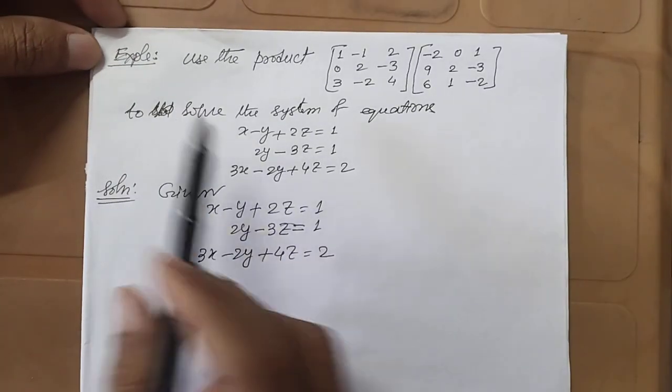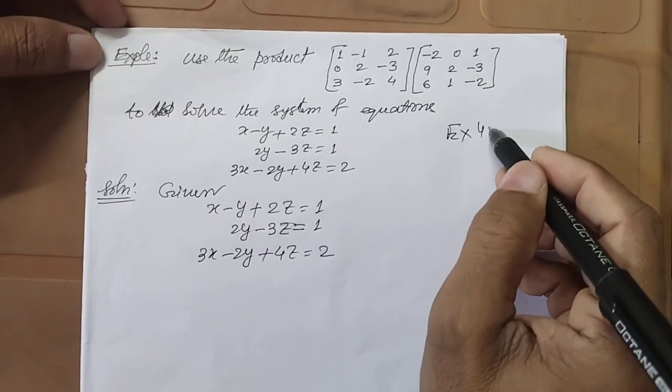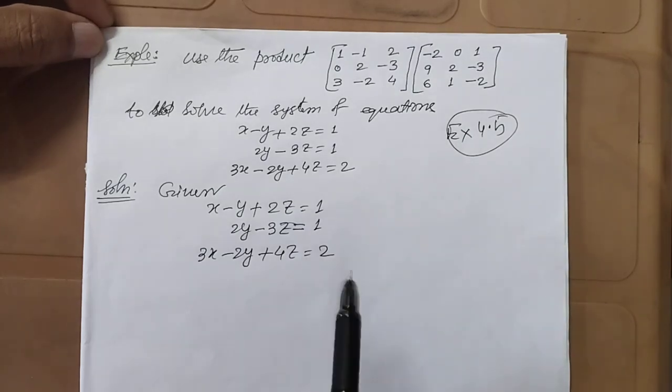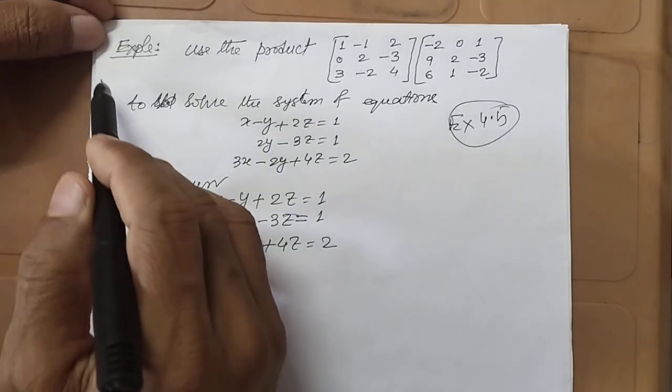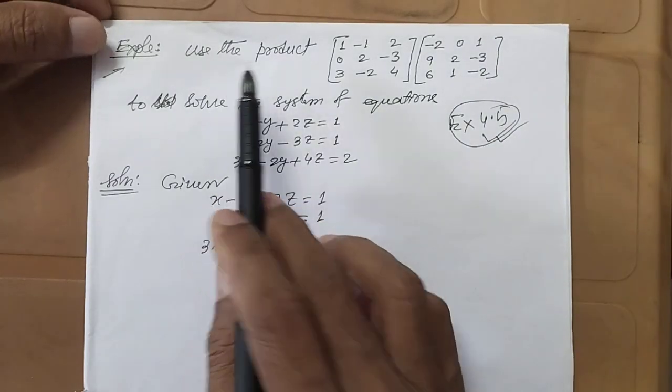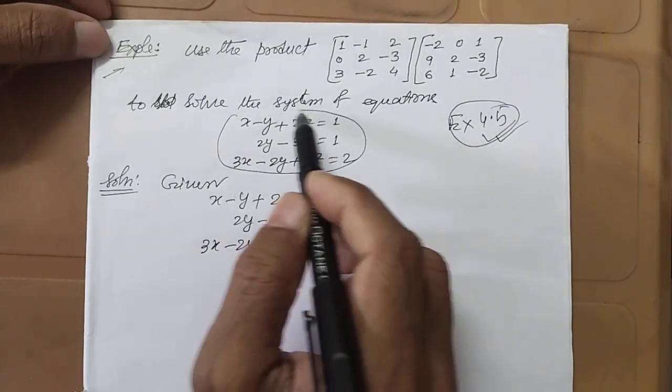This is from your textbook, exercise 4.5. Last exercise, solving linear equations by using matrix. You see, this question is a little bit twisted. The exercise you have already solved in the last class. The question is a little bit twisted. This is the system of equations.